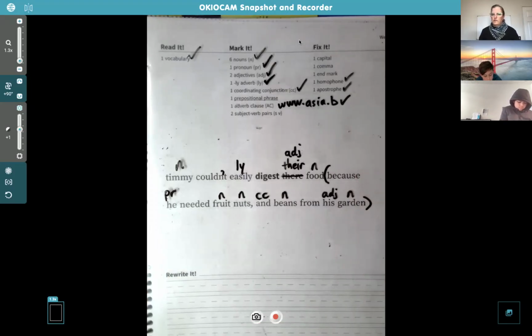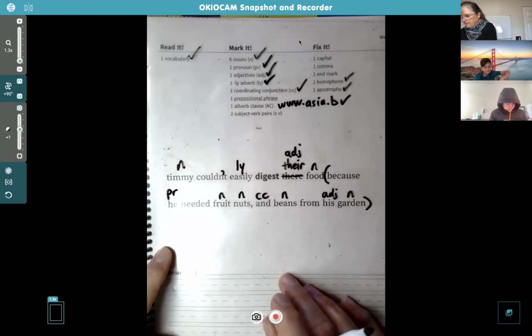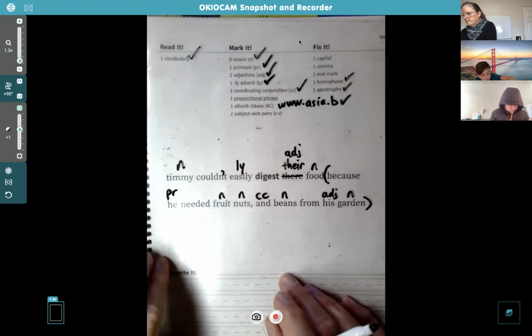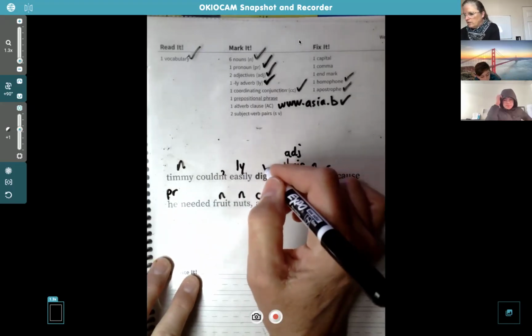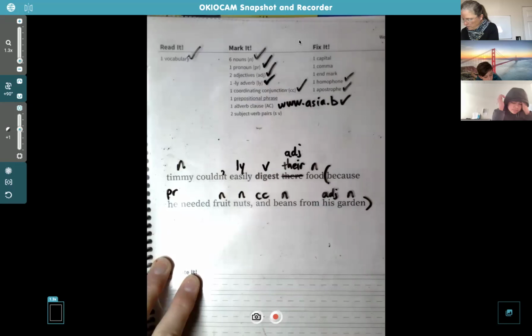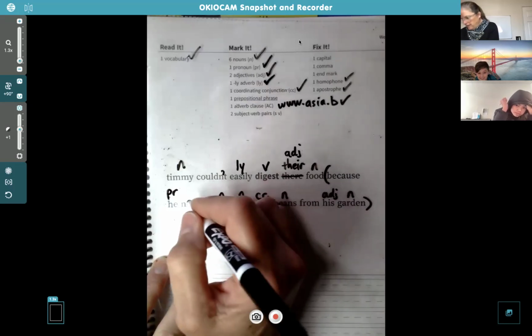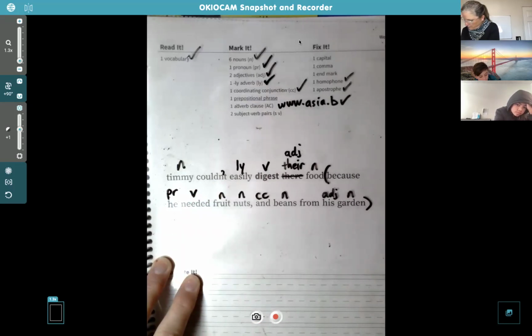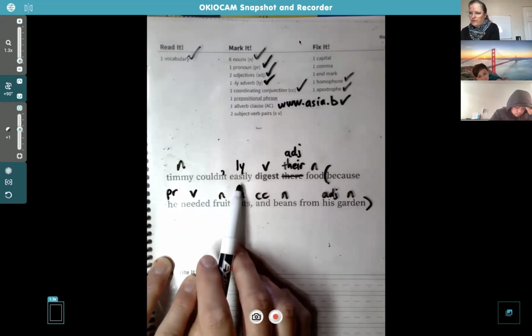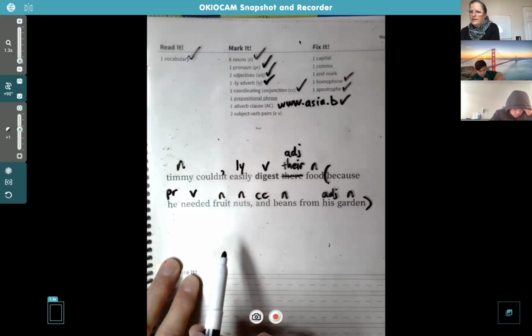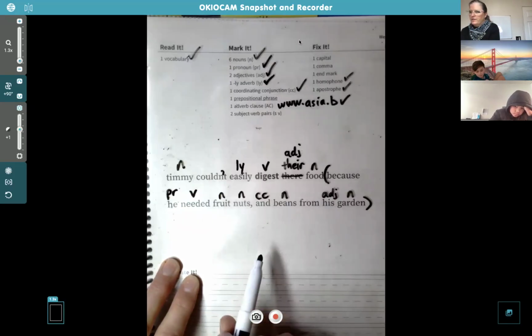Where are those verbs? Let's look for those next. Digest. Digest, good. That's a verb. Needed. Needed, good. One more. Easily. No, we already got the ly for that one. From, no, that's going to be a preposition.